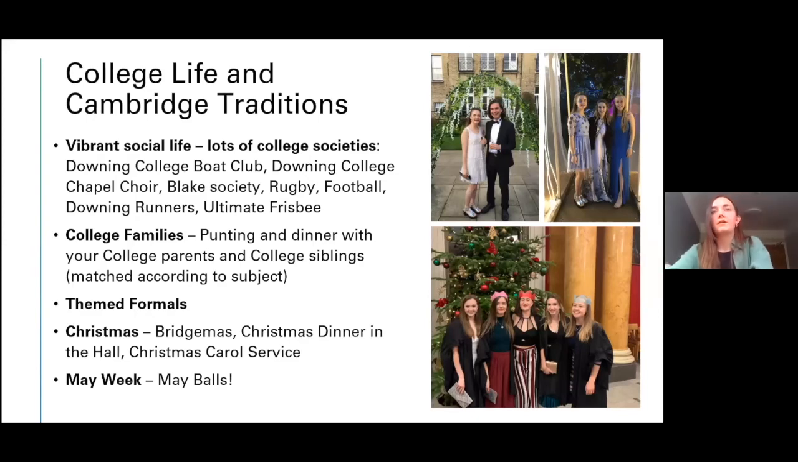In addition to the societies and sports that we have in Downing, we have a few funny traditions that I think are Cambridge traditions, to be honest, more than specifically Downing. But one of those is the college families system. And basically it's a way of matching up first year students with second year students who are doing the same subject as them. So in Freshers Week, you get assigned college siblings, so like 2 college siblings and then 2 college parents. And one of those college parents will do the same subject as you.